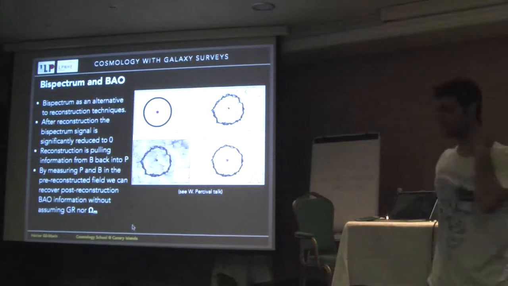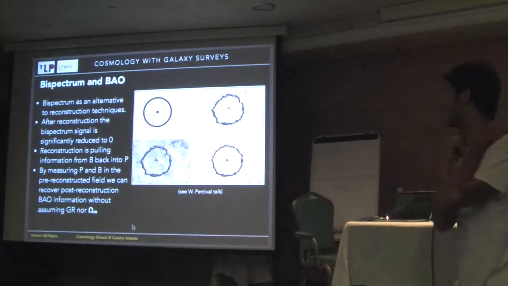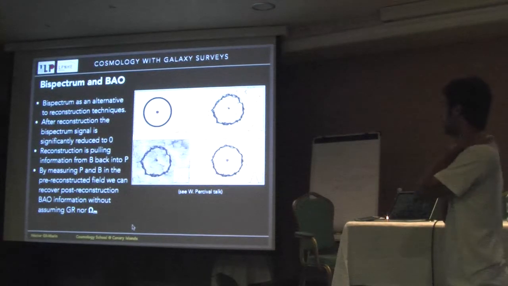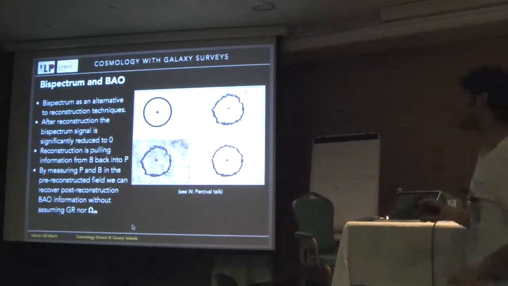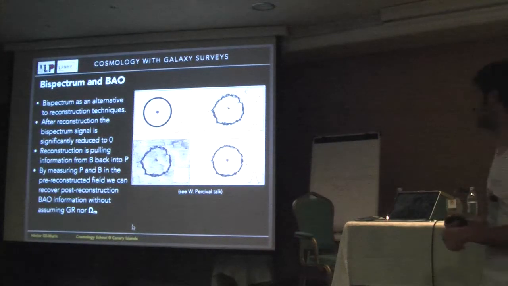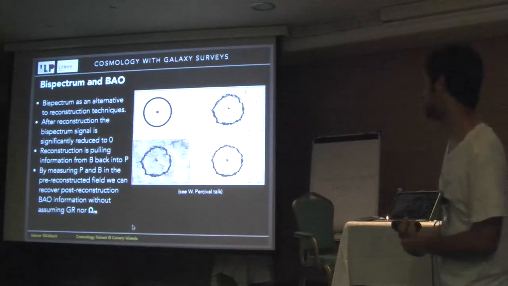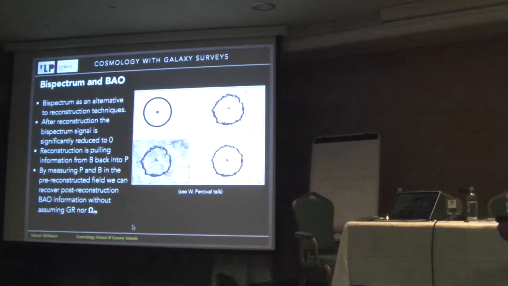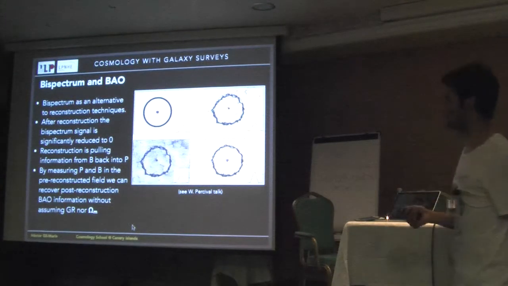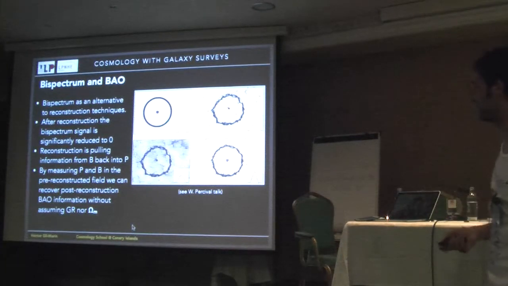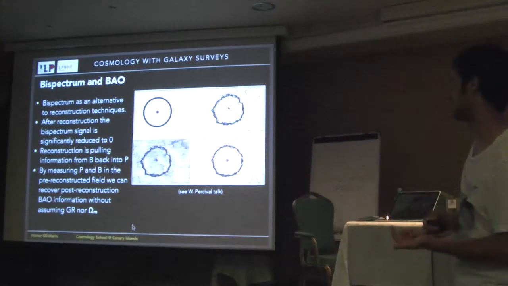Just in the last minute, I'm going to talk about another interesting property of the bispectrum. Will was mentioning the reconstruction technique that was applied to the power spectrum. By doing reconstruction, we are not only linearizing the galaxy field, but also Gaussianizing it. So if you measure the bispectrum in the post-reconstructed field, you will see that this bispectrum is way smaller than the bispectrum from the pre-reconstruction field. So when you measure the BAO signal in the post-reconstructed field, what reconstruction has done is pull information that was in the bispectrum back to the power spectrum.